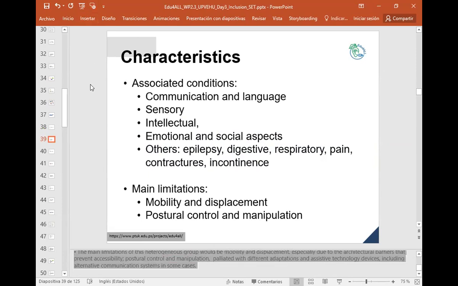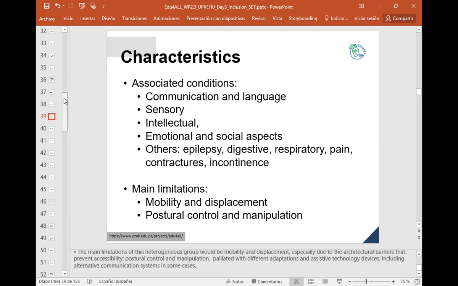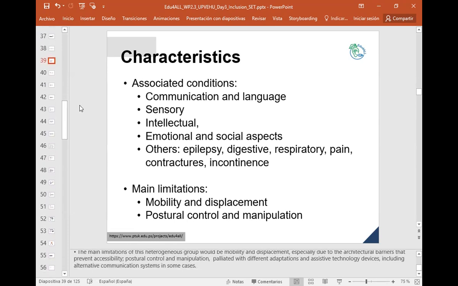In addition, associated conditions may also be present, related to communication and language: difficulty breathing, phonation, articulation, alteration of the praxis, synkinesias, dysarthria, sensory, auditory, visual, perceptual disorders, and sometimes to the intellectual, emotional, and social aspects. Other associated conditions can be epilepsy, digestive, respiratory, pain and contractures, incontinence.